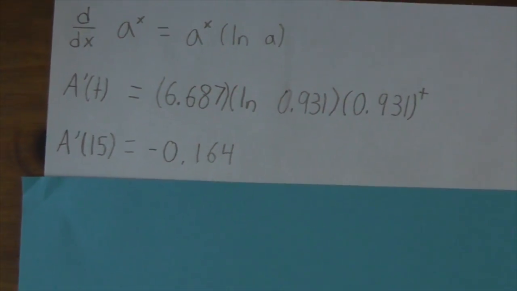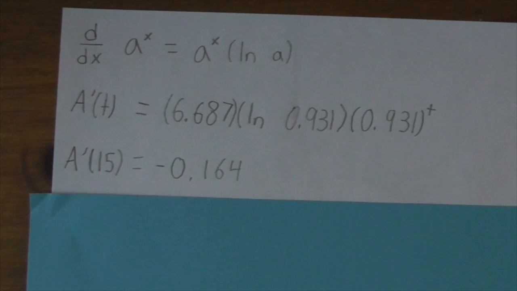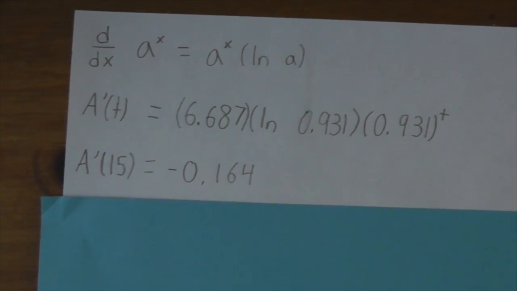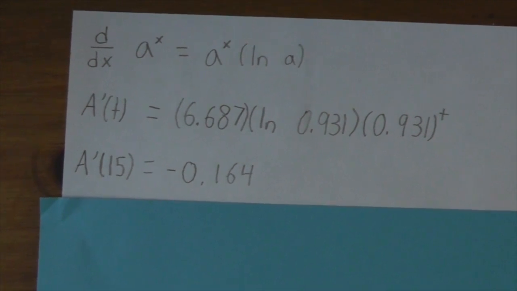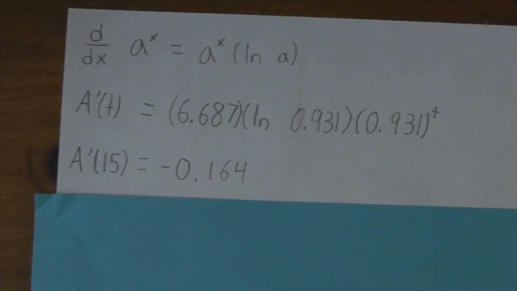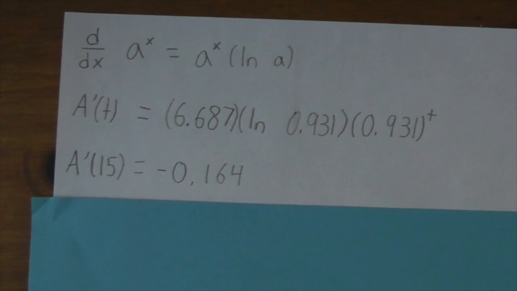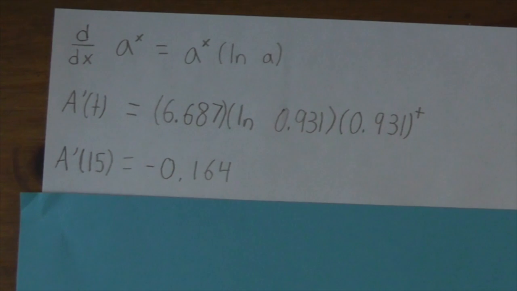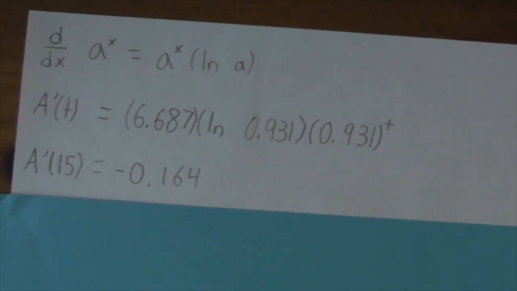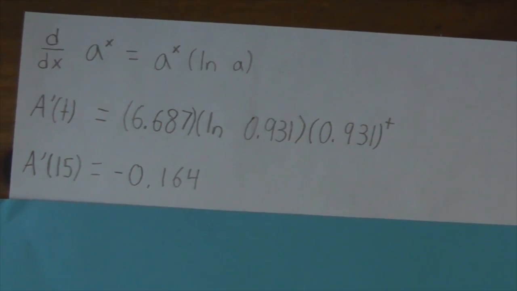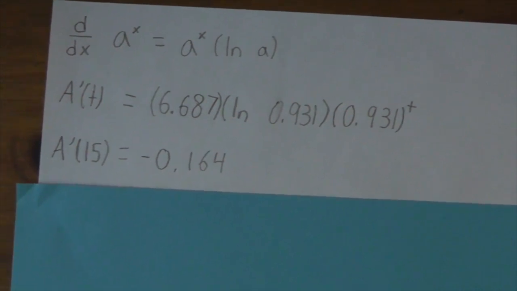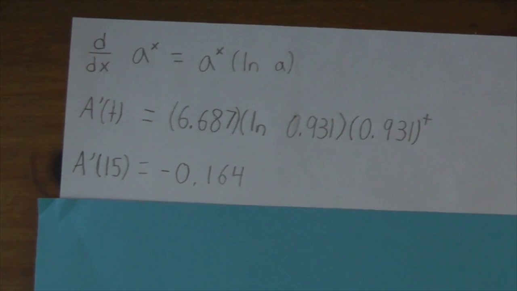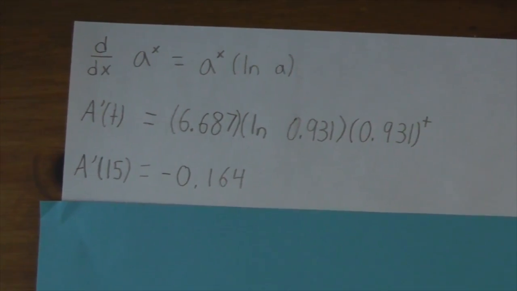The second part of the problem asks us to relate this value to the context of the problem. Remember that the derivative at a certain value is equal to the instantaneous slope at that value. So A prime of 15 is the slope of the graph A of t at the value t equals 15, or 15 days. Since A of t is the amount of clippings in the bin, this means that A prime of t is the rate at which the amount of grass clippings is changing at 15 days. It would be measured in pounds per day.